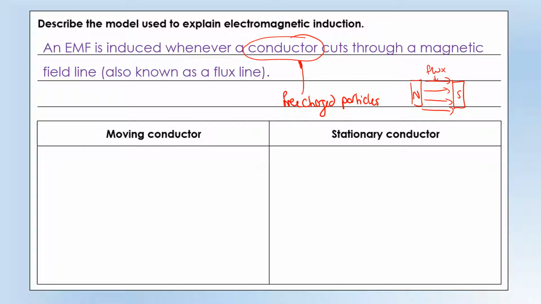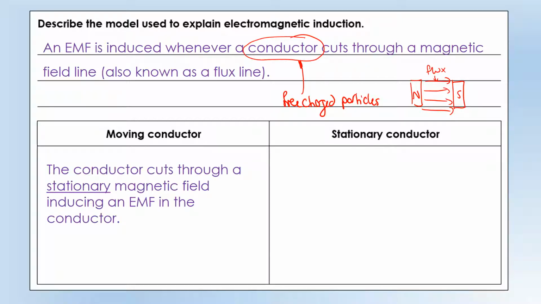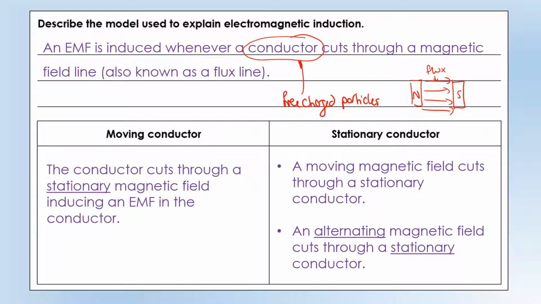Okay, so there are a few different scenarios where we can create this happening. We can make magnetic field lines cut through a conductor. The first one we've already met. We move the conductor and it cuts through a stationary magnetic field and it induces an EMF in the conductor. That's what we've seen so far. But it doesn't have to be the conductor moving. We could do the opposite thing: move the magnetic field, have a conductor stationary, and we can induce an EMF that way. It's essentially the opposite process, but we've still got field lines cutting through conductors. It doesn't matter which one's moving. The last one is a little bit more complicated. We have an alternating magnetic field cutting through a stationary conductor, and that's what I'm going to dig into in a bit more detail.